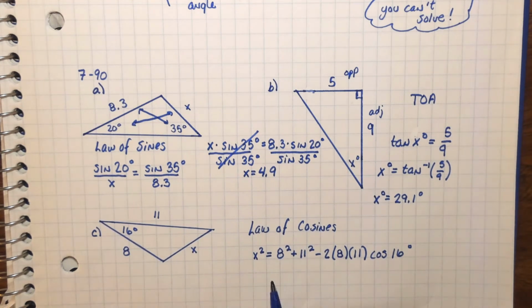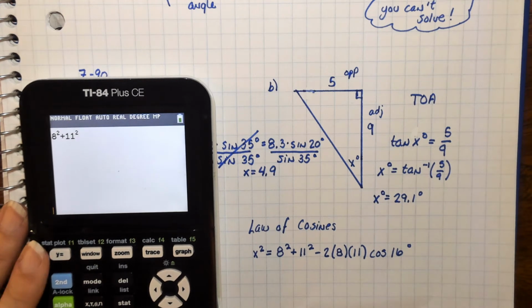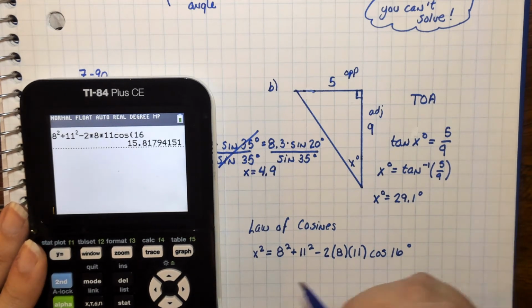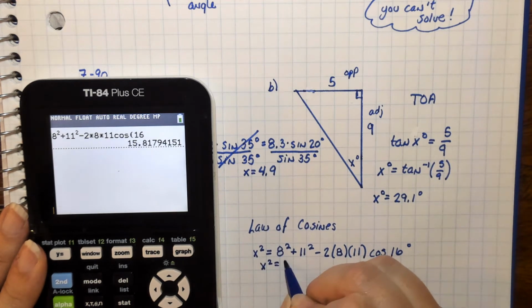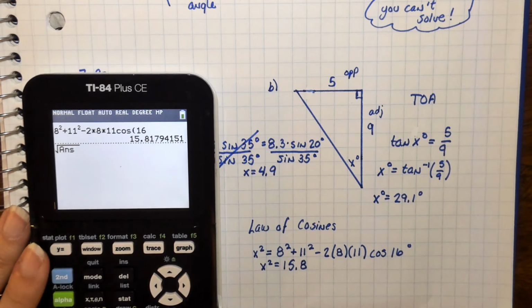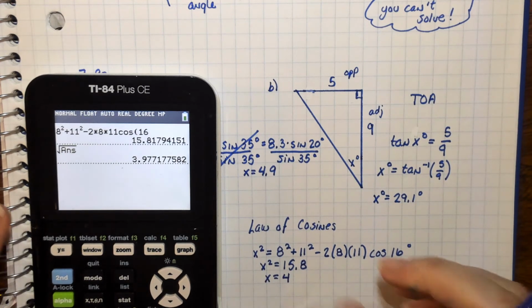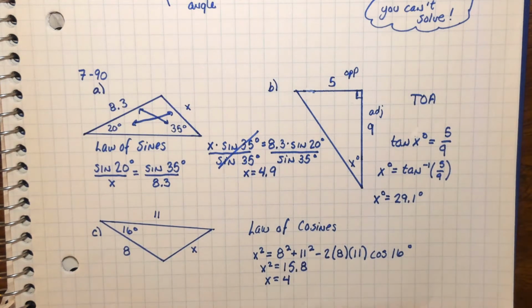And remember, type this straight into the calculator the way it looks in one step. Just type it in. Your calculator knows order of operations. It will not steer you wrong. 15.8. And then to avoid rounding error, I'm going to do square root answer. And that's about 4.